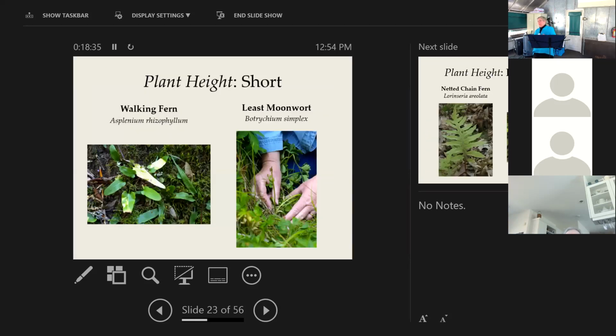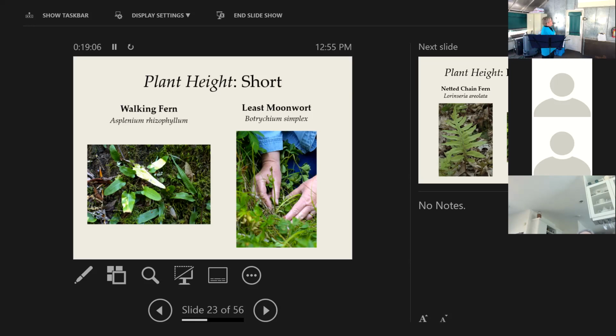Well, what's the size of the plant? That's another thing that will help you begin to look at the ferns. Is it very low growing, like this walking fern, or like this least moonwort? Now, the walking fern is rare in the Piedmont, more common in the mountains, although it's not common in the mountains. I have seen it carpet a hillside in the Nantahala forest. So it can really spread, but around here it doesn't do that.